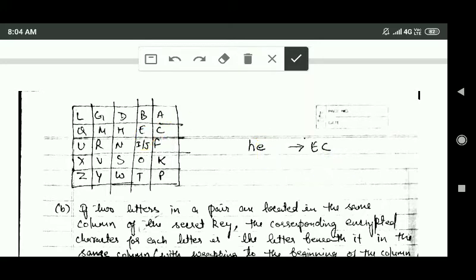Now, if the plain text letter is the last letter of the row, then the first letter of the row will be considered the letter which is at the right of it, right? So the letter which is at the right of letter C is Q, because if a plain text letter is the last letter of the row, then the first letter of that row will be considered as the letter which is immediately at the right of it. So in this way, this pair of two letters HE will be encrypted into these two letters EC.